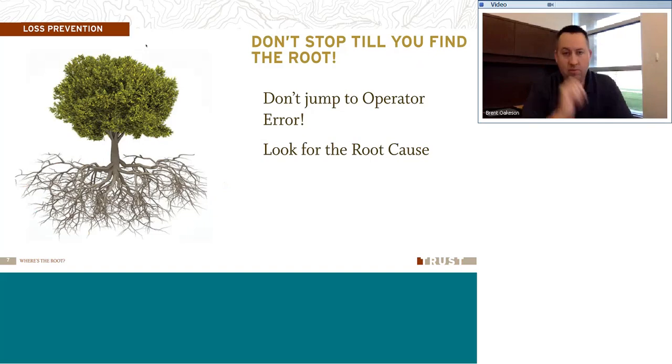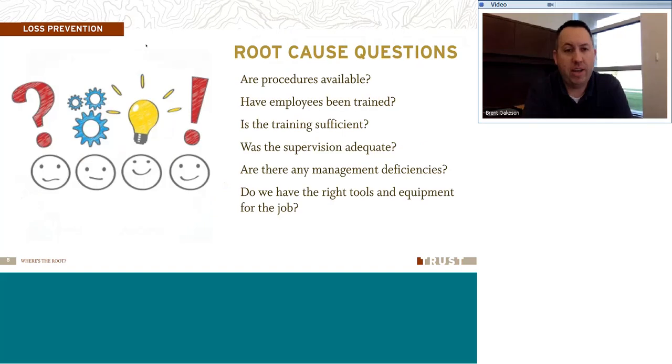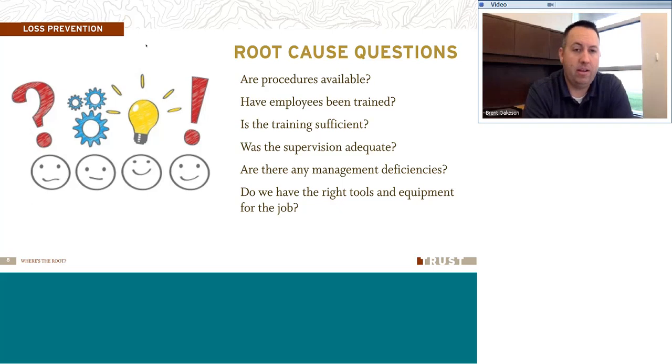So, things you might want to look for. Here's some questions you might ask when you hear of an accident, when somebody calls you and tells you about it, or when you're charged with looking into it. Are procedures available? Is there a policy and procedure, a standard operating procedure in your workplace? Are they available? Do people know about them? Have employees been trained? Is the training sufficient?